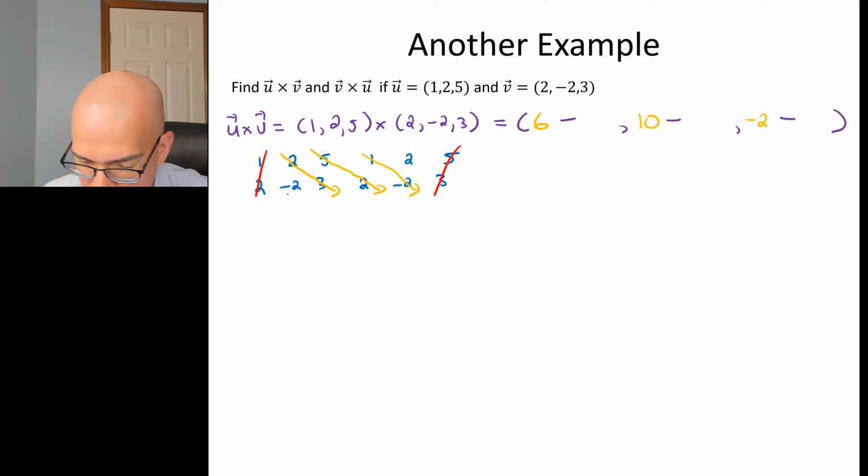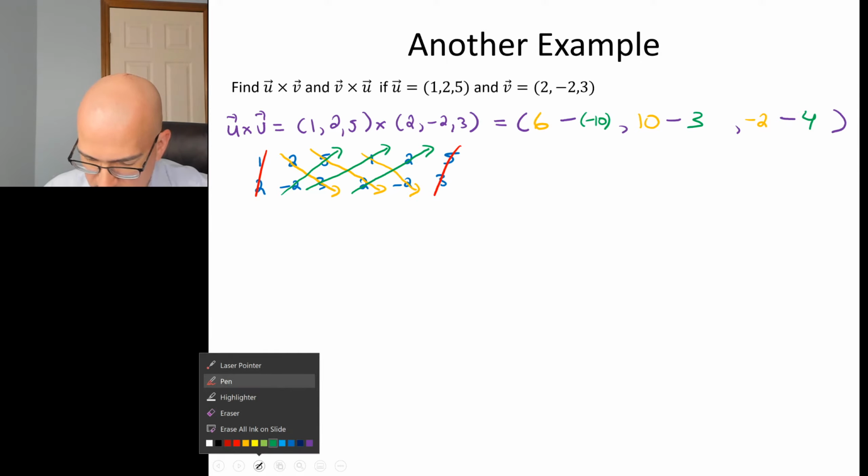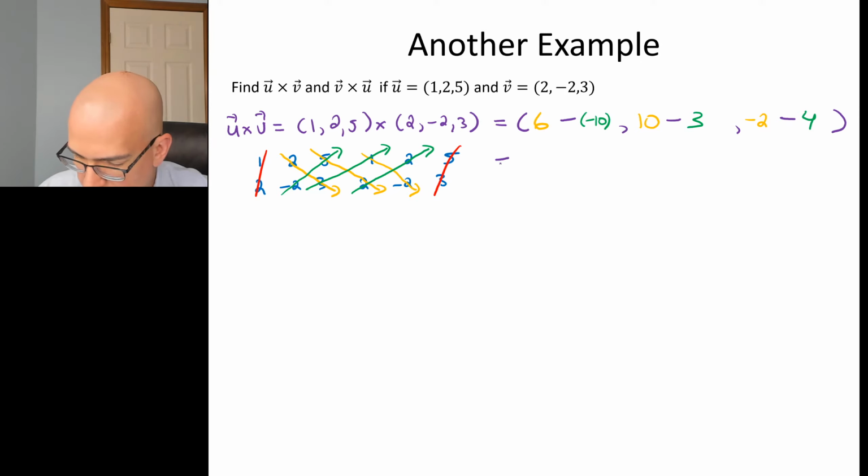So negative 2 times 5. We have a negative 10, so we're subtracting negative 10. 3 times 1, that's a 3. And 2 times 2, that's a 4. And let's see what this simplifies to. So 6 minus negative 10 is 6 plus 10, which is 16. 10 minus 3 is 7. And negative 2 minus 4 is negative 6.